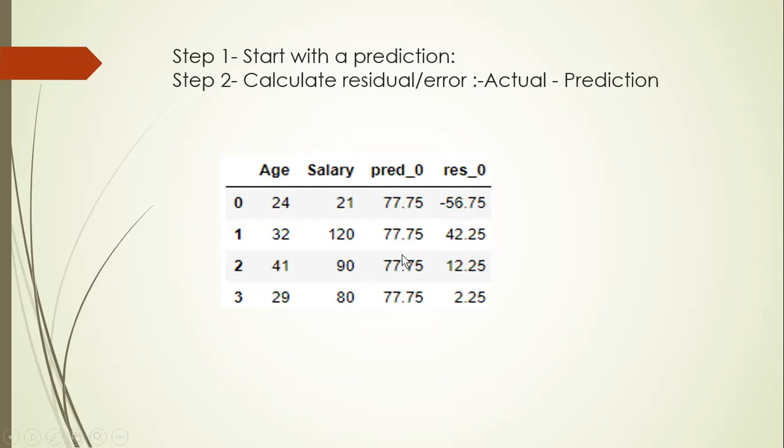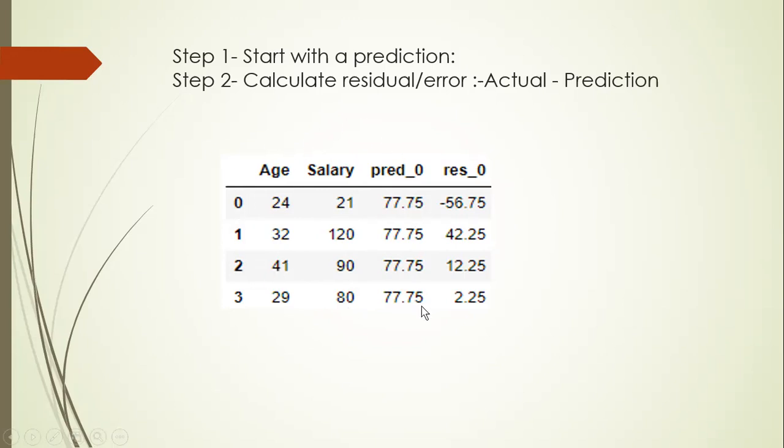I have taken a very small part of a data set. There is an age column and a salary column. Age 24, the salary is 21,000. Age 32, 1,20,000. Age 41, 90,000, and age 29, salary 80,000. So this is my data set.